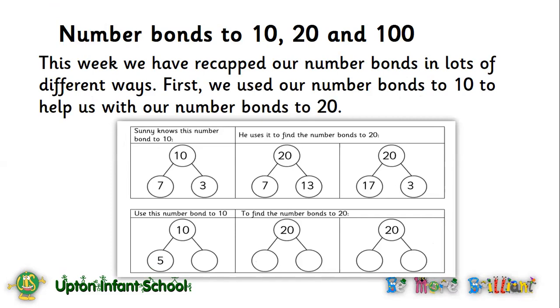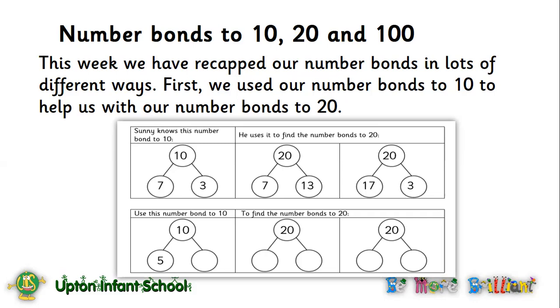Now, what we've done is when we get to 20, well, if I've got 10 and I need to get to 20, I've got to add 10 more. And that's what's happened here. When we're using our number bond to 20, I've added 10 more onto the 3 to make it 13. And then I know that 13 and 7 can live together to make 20 as their number bond. Now, on my second number bond, you can see that it now says 17 and 3. That's because I've used my 10 in a different way this time.